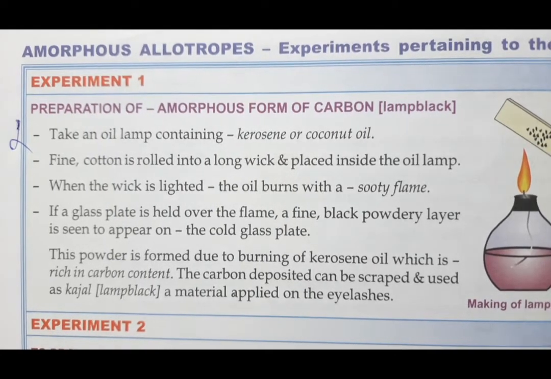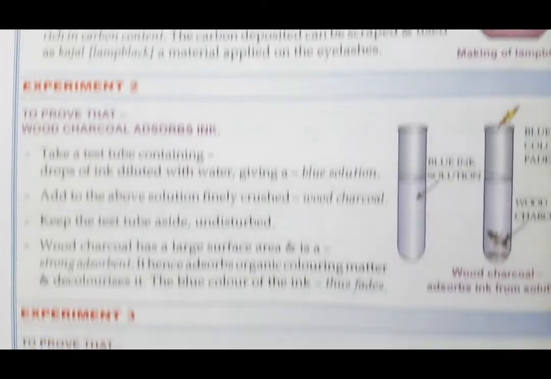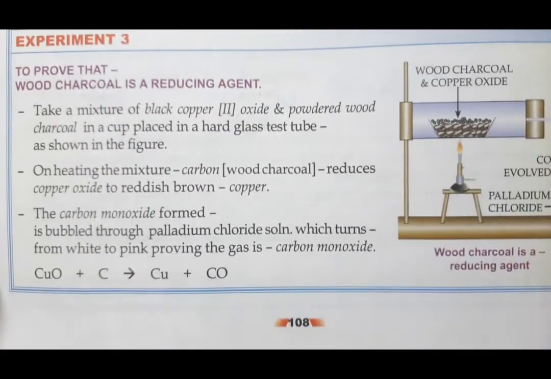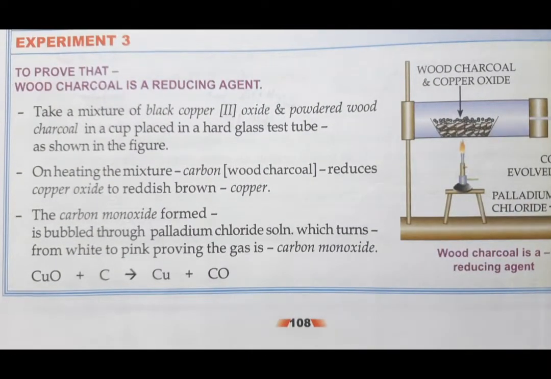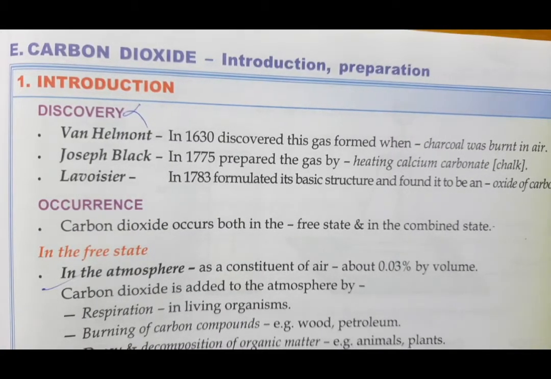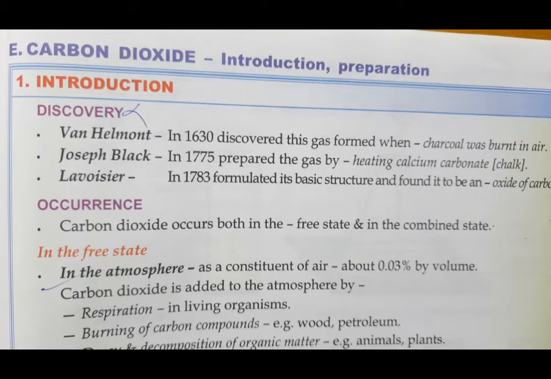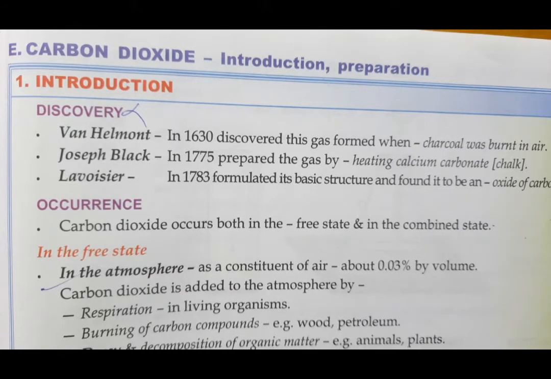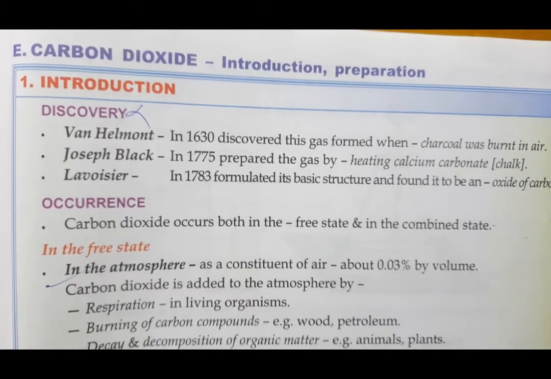Now, if you see in the book, you will see page number 108. This page we need not do, so directly we go to page number 109. From page number 109 onwards, students, we need to learn about two important compounds of carbon. One is carbon dioxide, the other is called carbon monoxide.